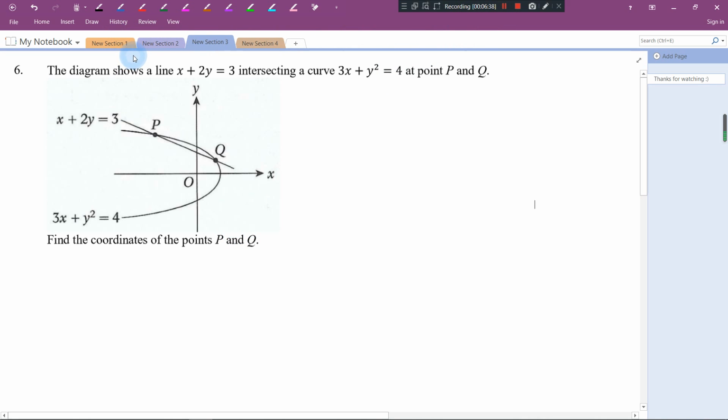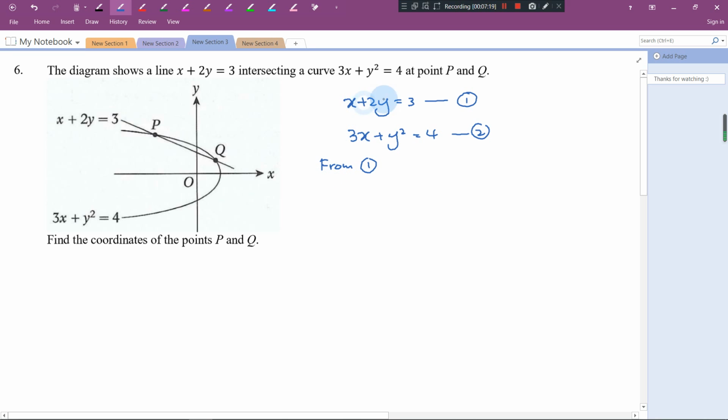To find the coordinates of intersection between a curve and a straight line, it means that we have to solve them simultaneously, because at that particular point, the x and y satisfy this equation and this equation as well. First equation, x + 2y = 3. Then we have the second equation, 3x + y² = 4.